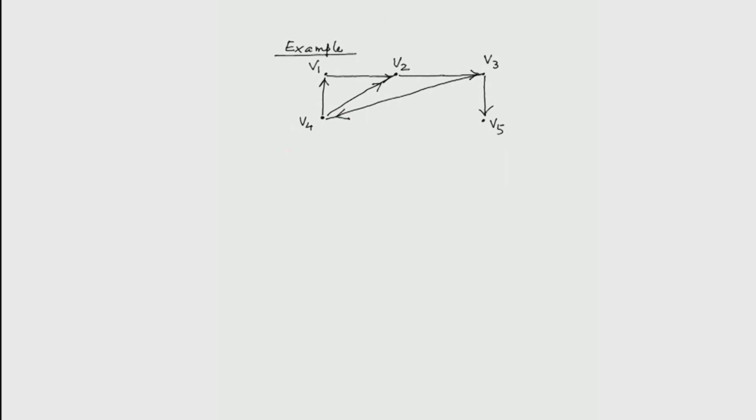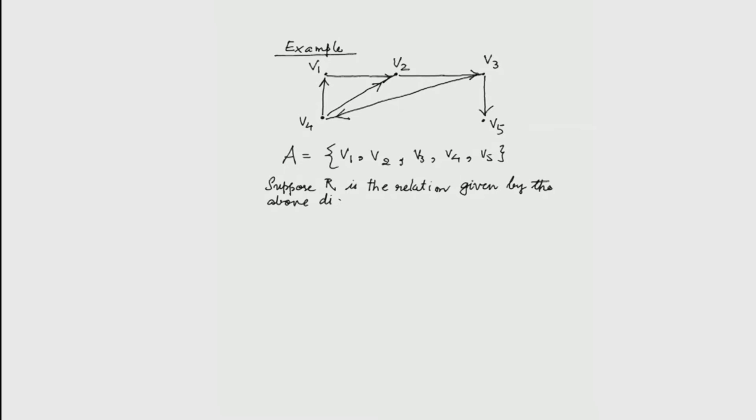So, the underlying set of vertices, or the set on which the relation is defined, is V1, V2, V3, V4 and V5, and we would like to know the relation. Let us suppose the relation given by the digraph be denoted by R. Suppose R is the relation given by the above digraph, all right. And we would like to find out M sub R.